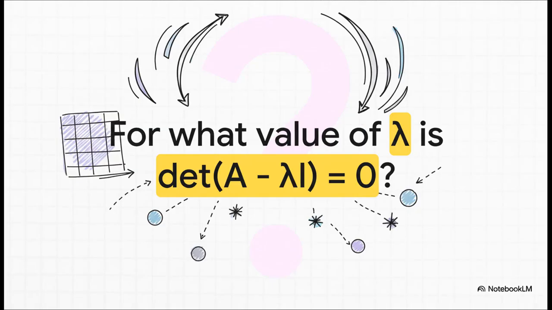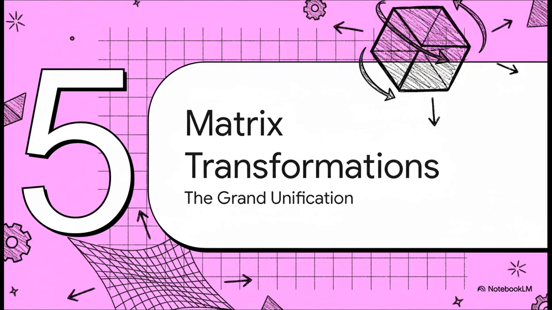Now, you are almost guaranteed to see a question on your exam that looks something like this. They'll ask you to find the value of lambda that makes the determinant of this weird-looking matrix equal to 0. And this isn't just some random busy work. Solving this exact problem is how you find something called eigenvalues, which are, well, they're a huge deal in linear algebra.